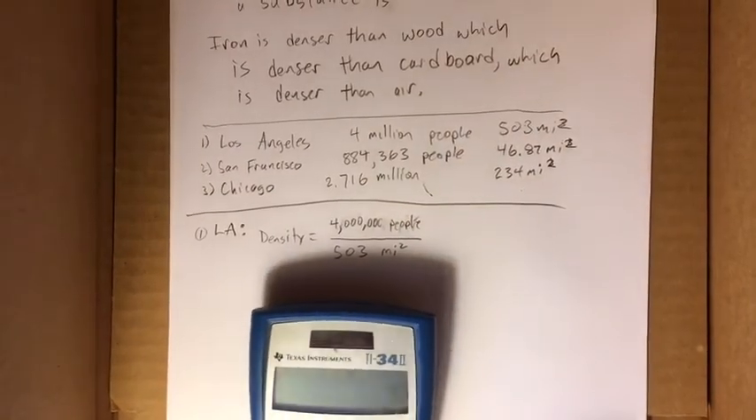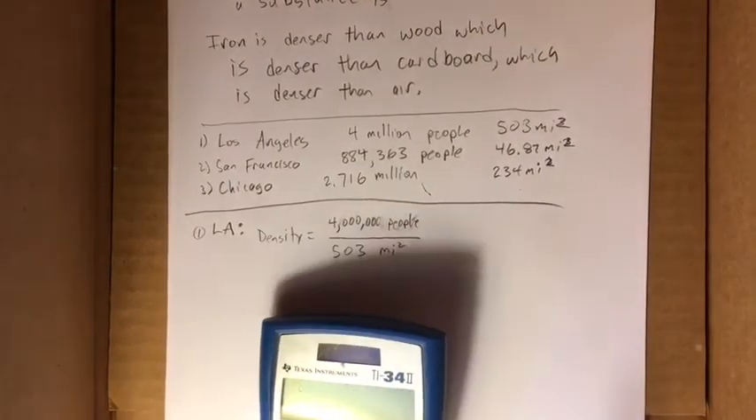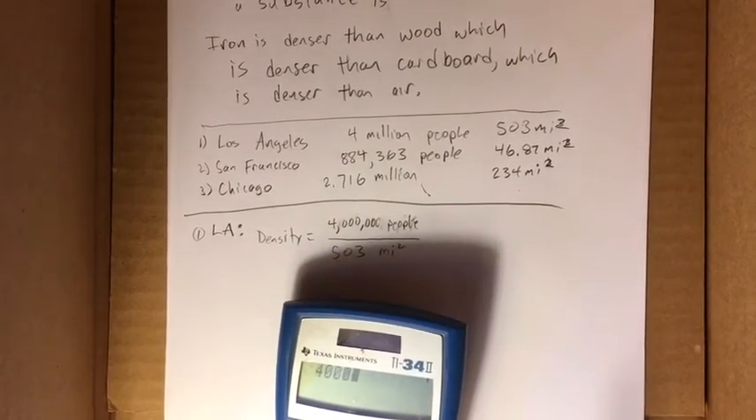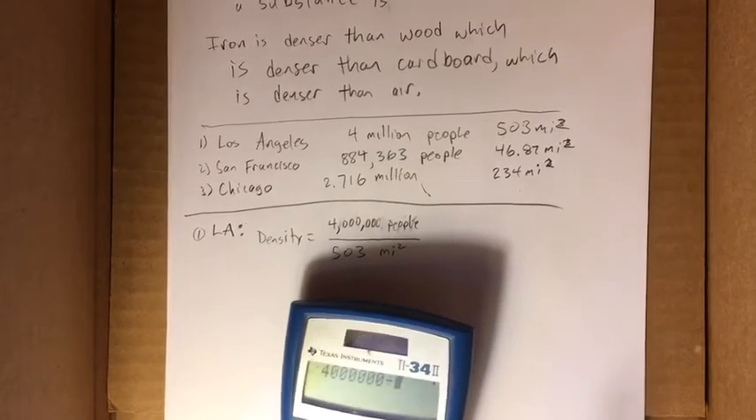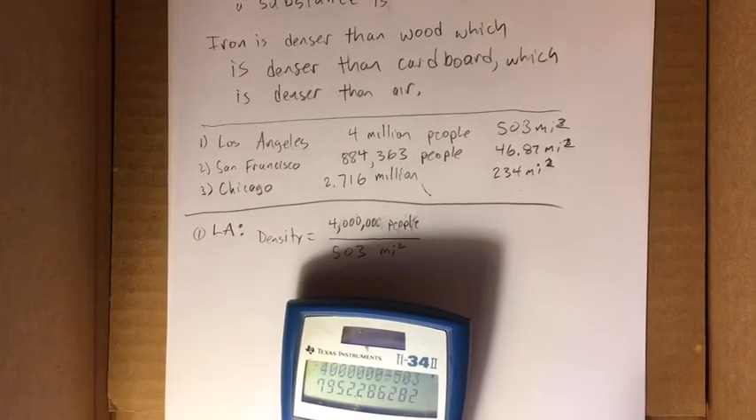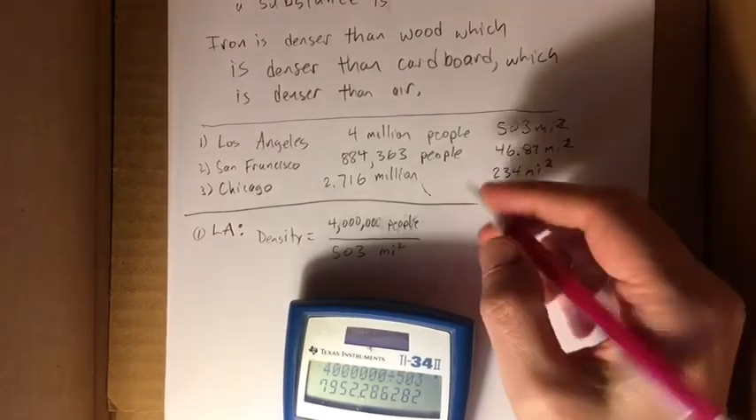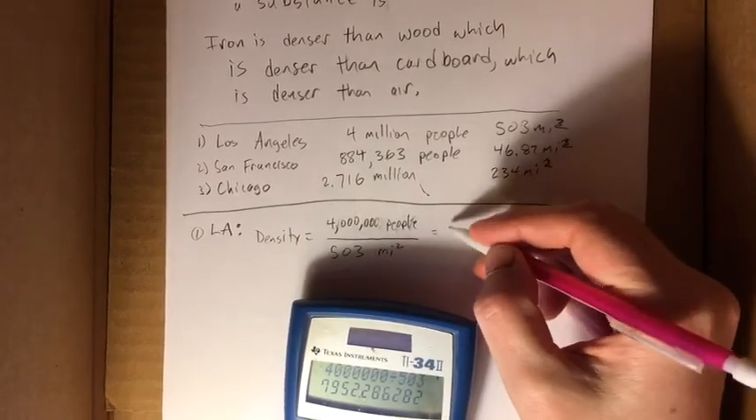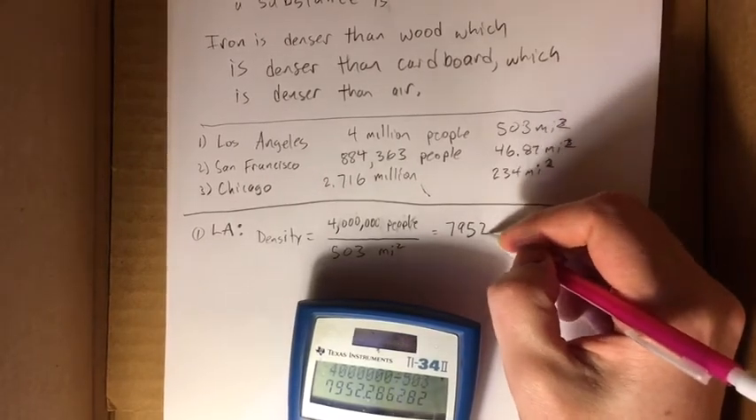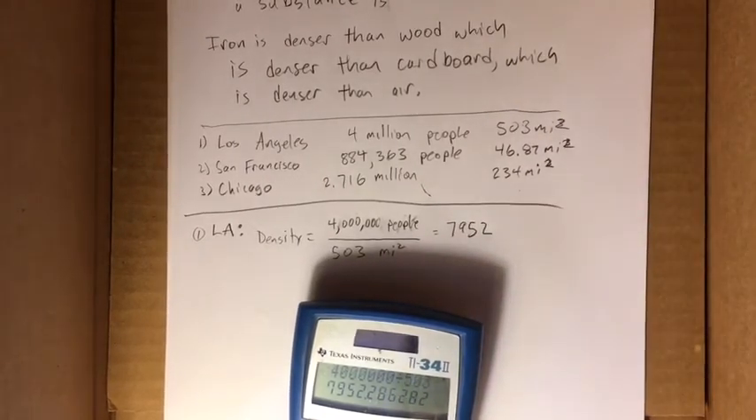And so I'm going to do 4, turn on my calculator, 4, 1, 2, 3, 4, 5, 6, divided by 503, and we get, this is equal to 7,952, and we'll round to the nearest person.